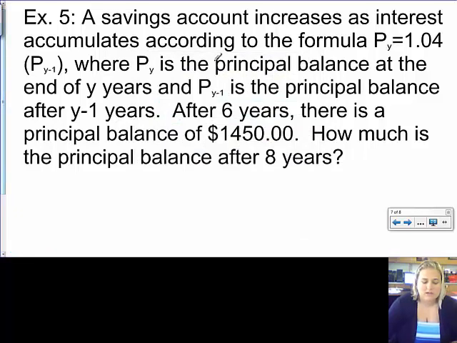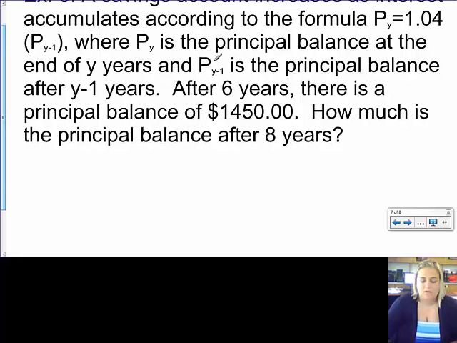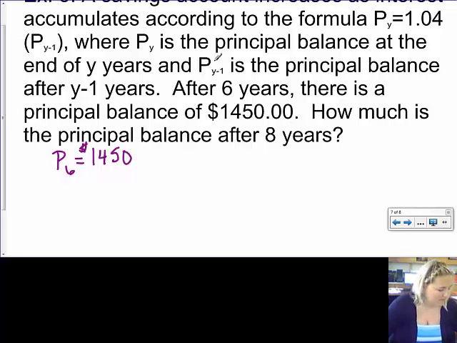So what you need to do is, we know what it is after 6 years. Okay? We know that P sub 6 equals $1,450. But in order for us to find what it is after 8 years, we also have to find what it is after 7 years. So to do that, we're going to have to use our formula here.